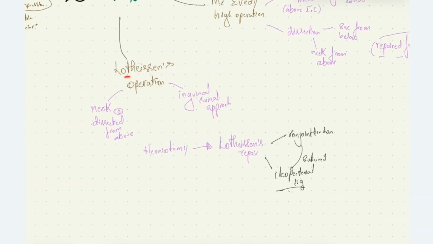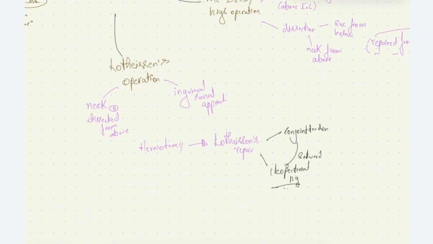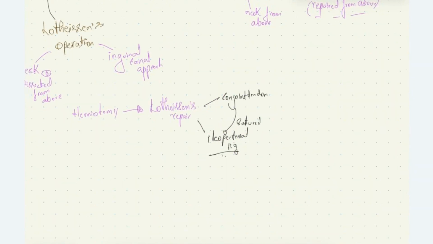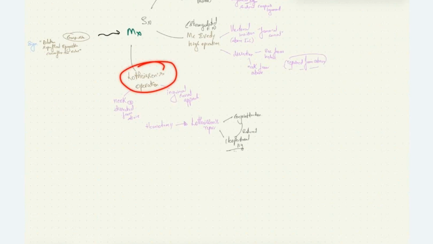In Lothison's operation, we perform the inguinal canal approach, similar to the inguinal hernia operation. We go through the fascia transversalis, and then we visualize the neck of the hernia, that is at the femoral ring. Then the hernial contents are dissected from above. Following herniotomy, we perform Lothison's repair, that is suturing of conjoint tendon with the iliopectineal ligament, which forms the posterior part of the femoral ring. This is about Lothison's operation, McEvedy's operation, and the low operation of Lockwood.